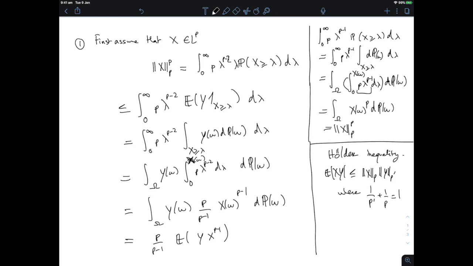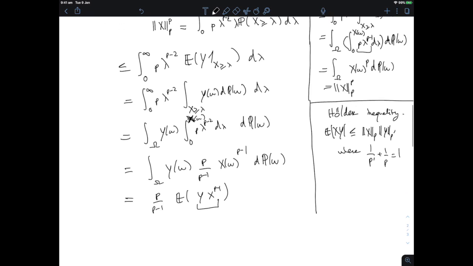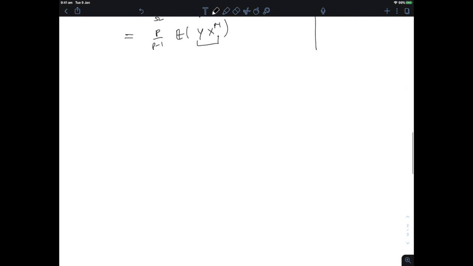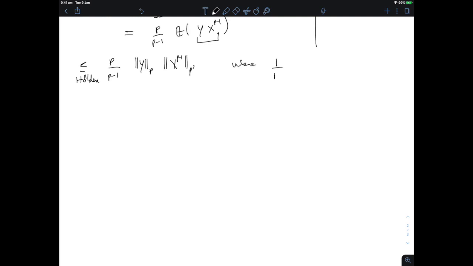All right, so let's apply it here to this product, Y times X^(p-1), because I want something in terms of the L^p norm of Y. So applying Hölder, or if you'd rather, just Cauchy-Schwarz, that gives me the L^p norm of Y times the L^p' norm of X^(p-1). Now, what is p' in terms of p? Well, 1/p' is 1 - 1/p, so that's (p-1)/p.